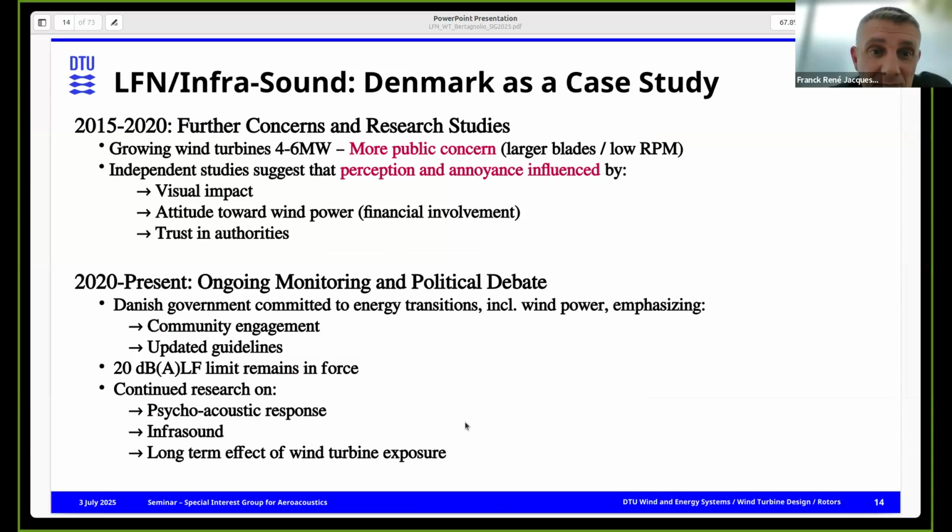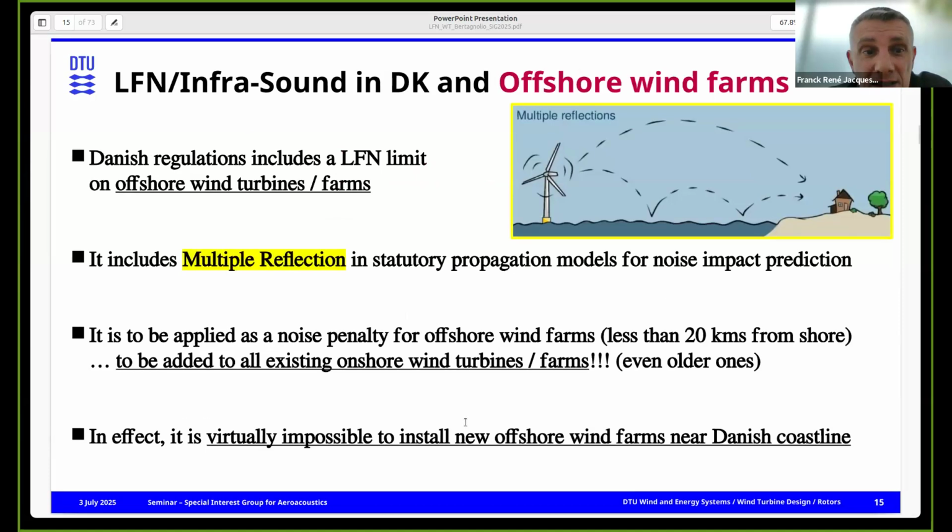It's still a debate today, less than it used to be, but people are still complaining about it. I will stop with this perception effect aspect. One last thing, you may find claims that offshore wind farms are not subjected to noise problems, but actually they are. And there are two parts here.